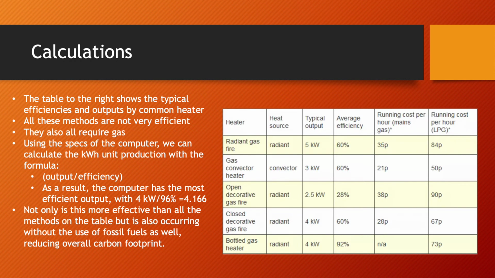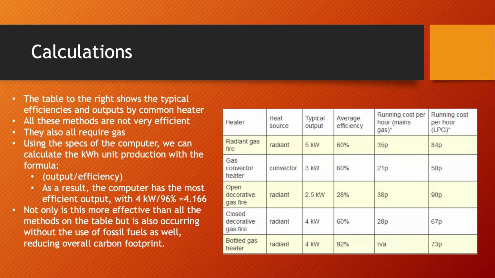So here we're just going to have some calculations, and the table to the right just shows typical efficiencies and outputs of common heaters in the household. Here we have radiant gas heater, gas convector heater, open decorative gasifier, closed decorative gasifier, and bottled gas heater. We can see the efficiencies of all these are pretty low compared to the computer that we're dealing with here. The 92% is obviously a really good one, and that's something you don't see often, like I said.